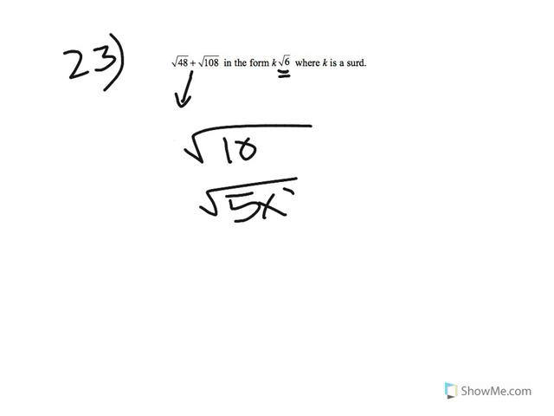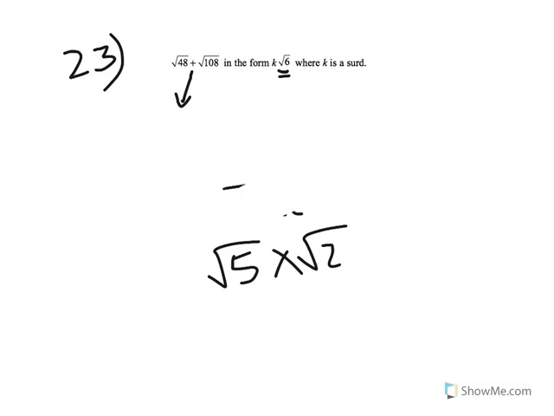So, question 23 is asking you to put root 48 plus root 108 in the form k root 6, where k is a surd. So first of all, they want us in root 6. Now, I hope you know that when you have, for example, root 10, this can be simplified to root 5 times 2, which can be simplified to root 5 times root 2. So that's another useful tip for this question. So I'm just going to solve this question for you and make it simple.